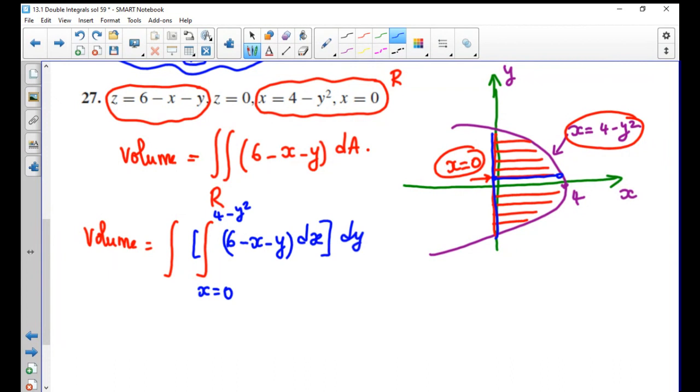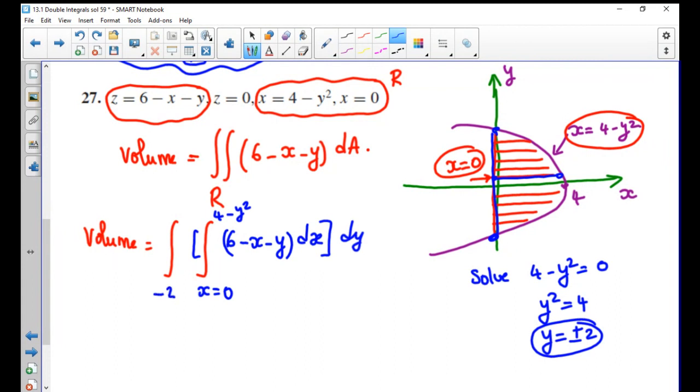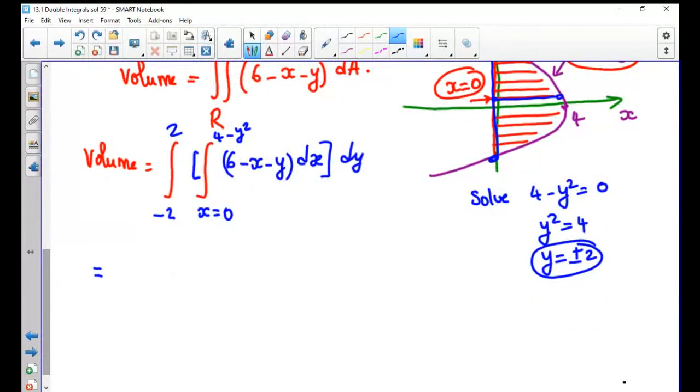And then with respect to y, we need to find the two points. So we need to solve 4 minus y squared equal to 0, which gives y squared equal to 4, which gives two values of y, plus or minus 2. So we will put them there. And then I think the rest is fairly easy because the function to integrate is simple.